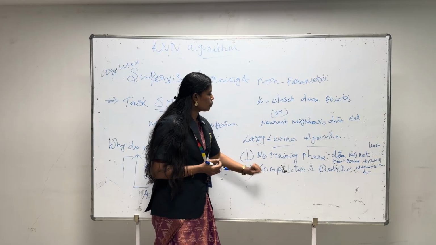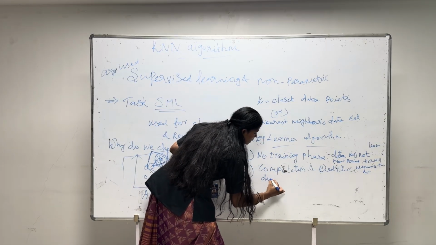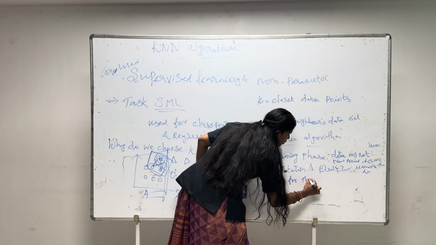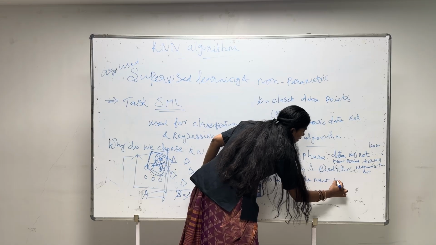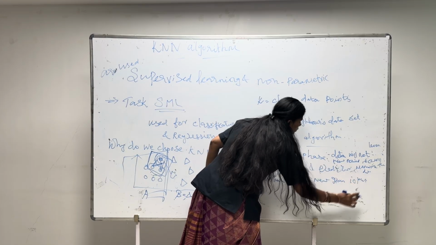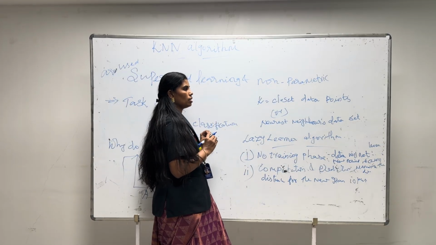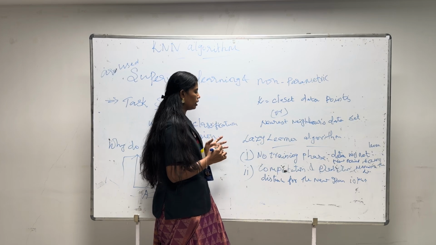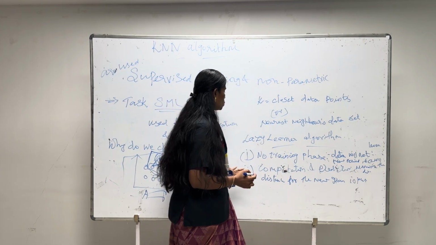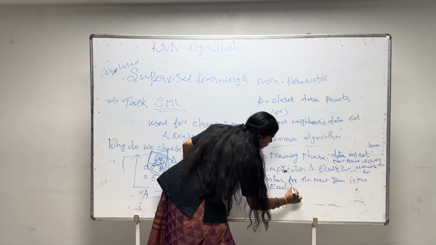The next one is computation. Computation is nothing but calculating the distance for the new given input. With the new given inputs, we calculate the distance to find which neighbor data are nearest to the new data and which category they belong to. For that we use the Euclidean distance algorithm.